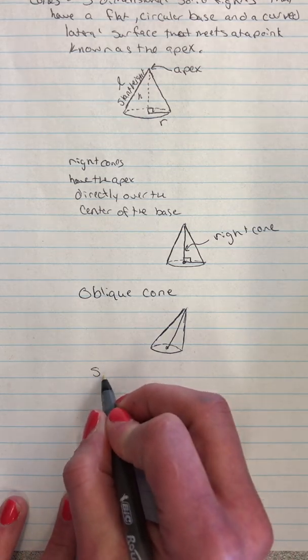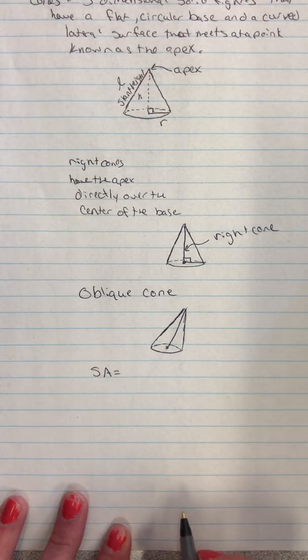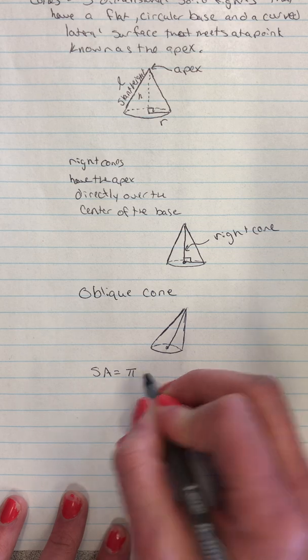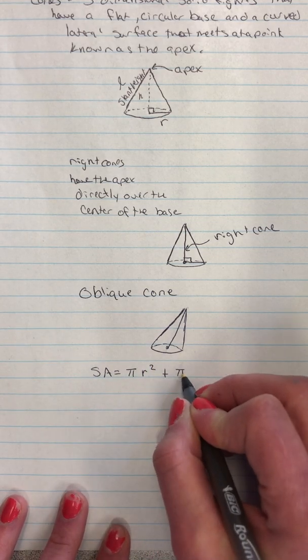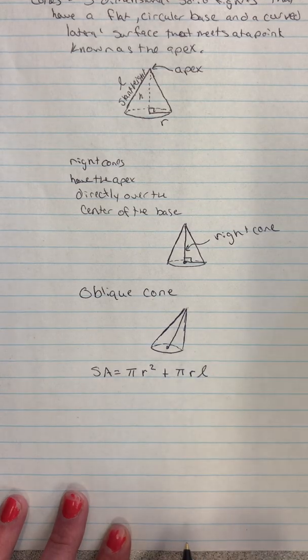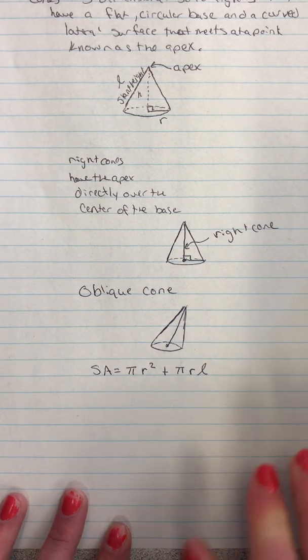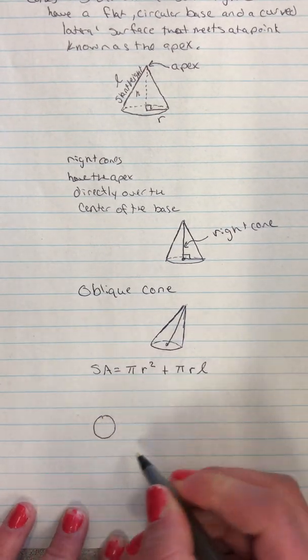So the surface area is going to be the following equation, which is pi times the radius squared plus pi r times the slant height. And also the net of a cone will be as follows.